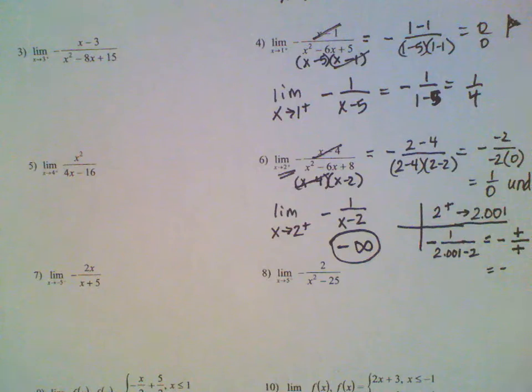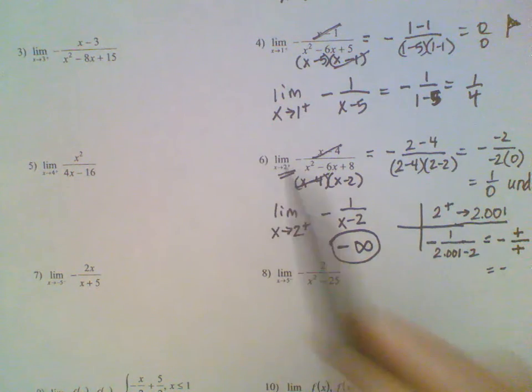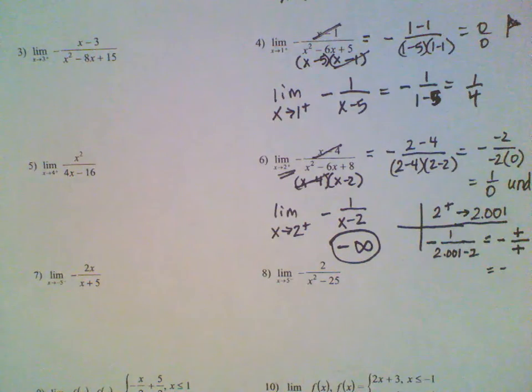And so that's the actual answer that I'm looking for, that it's going to negative infinity, not that it's unbounded on the negative side, not that it does not exist, but because I'm coming from the right, I want to know where it's headed, and it's headed to negative infinity.